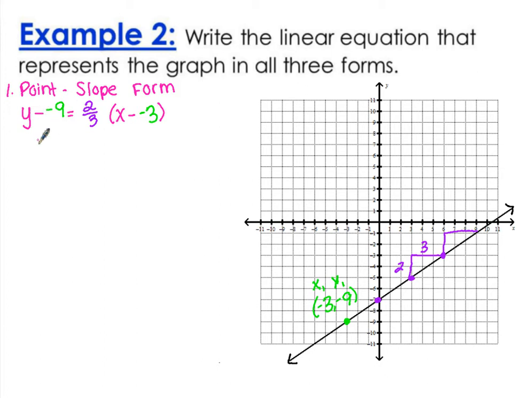Minus negative 9 is the same thing as plus 9. 2/3 is just 2/3. And then minus negative 3 is the same thing as plus 3. So point slope form, there is my answer.